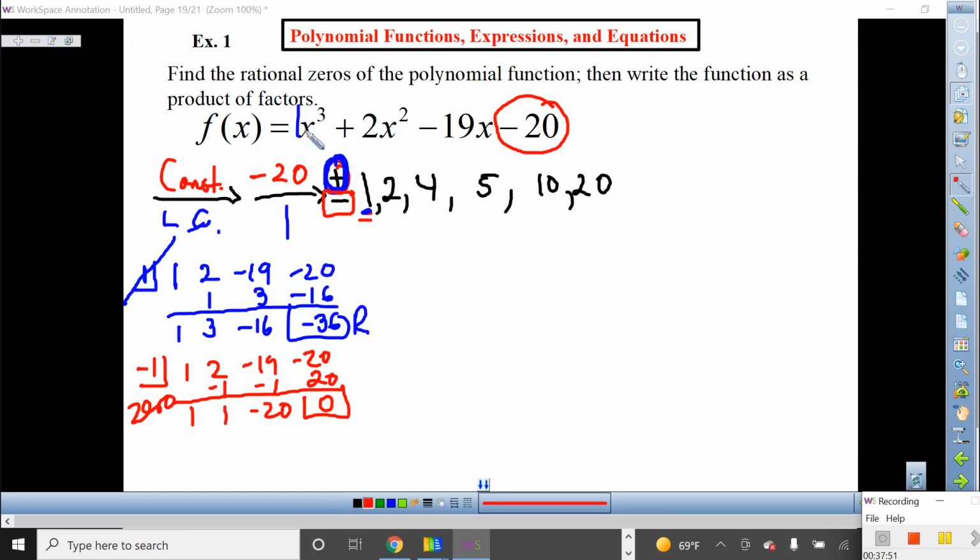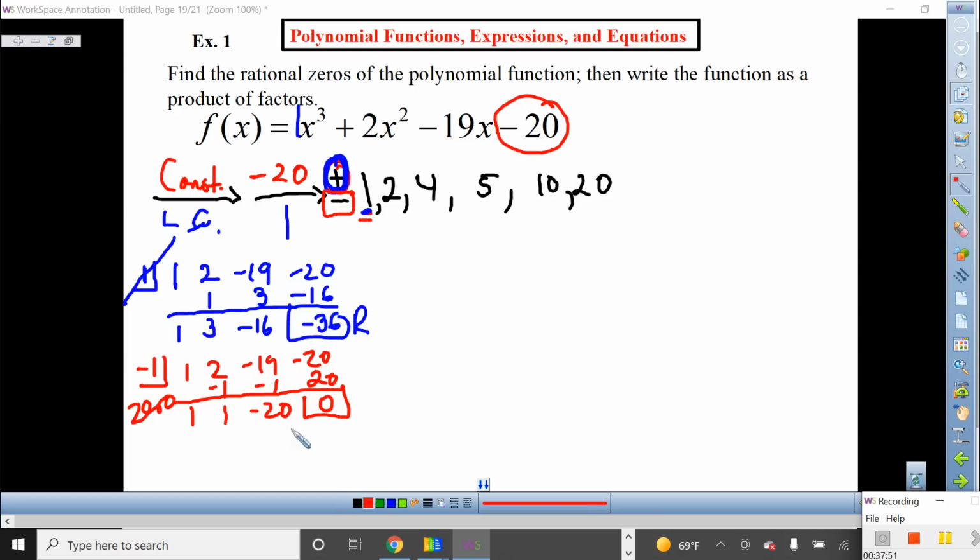Here it goes again. You were given a polynomial function. You made a fraction using the constant and the coefficient. From there you found all the factors. There they are, plus or minus. From there we used synthetic division to find out which one was a 0. We started with positive 1. That was not, because we had a remainder. But then we did negative 1, and that was because we ended up with 0.